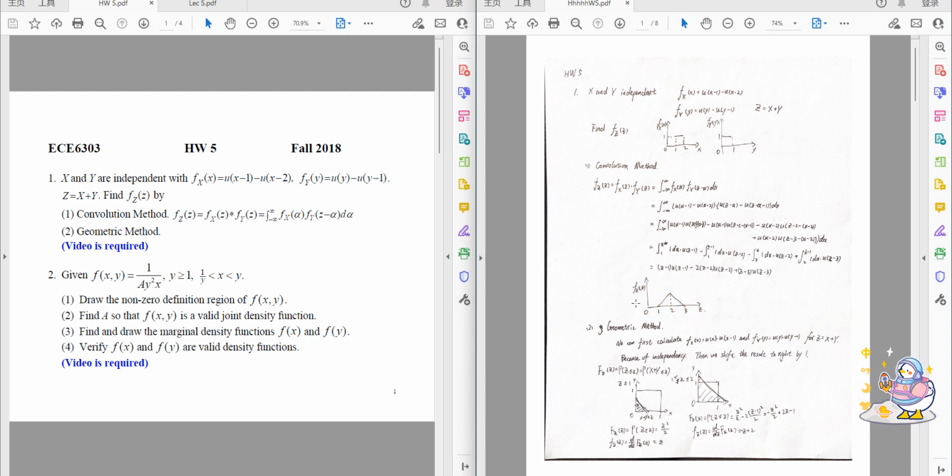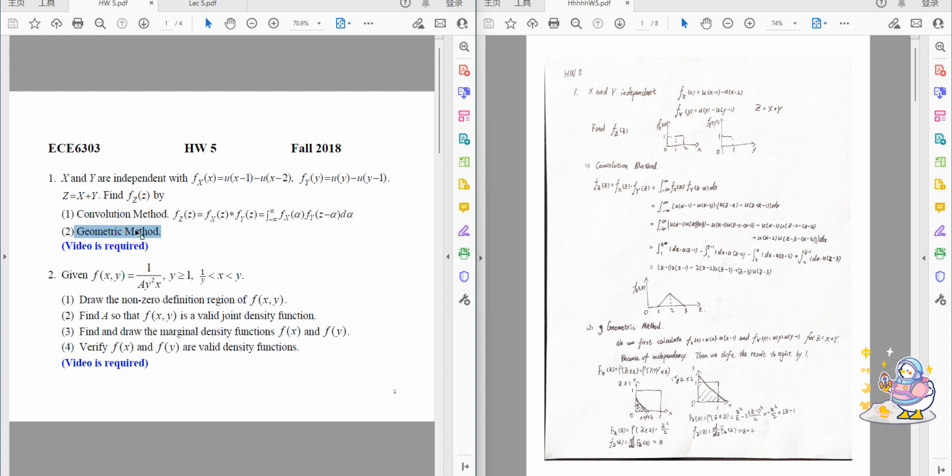Okay, now let's discuss the second method, which is really useful for some good shape function or simple case.